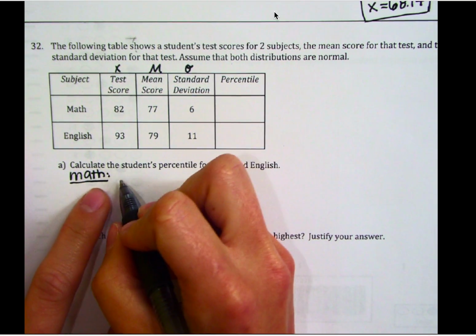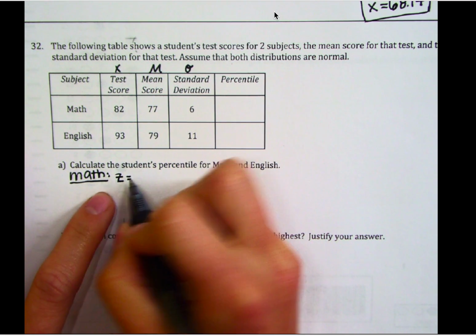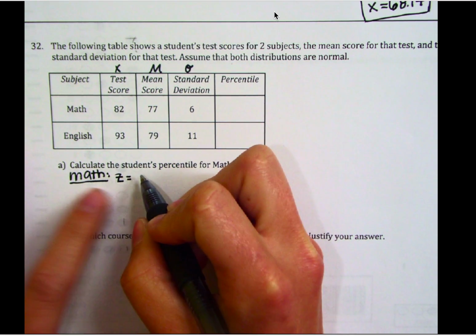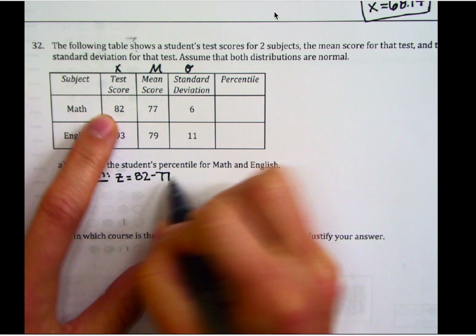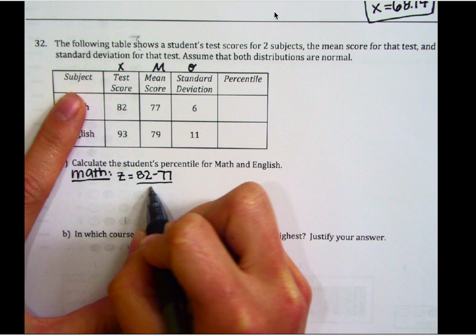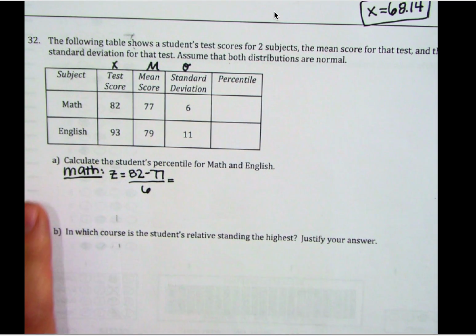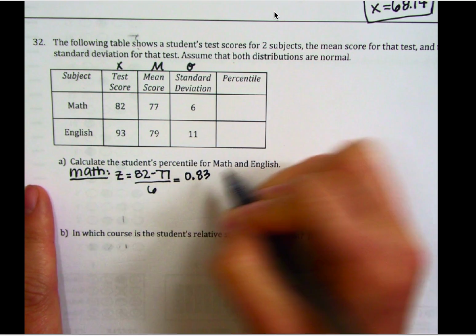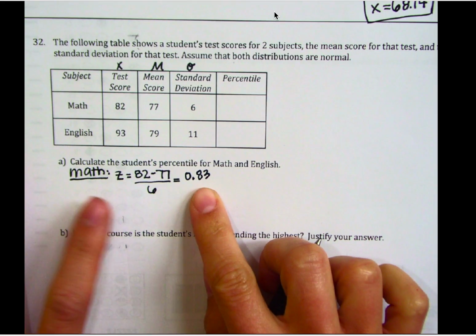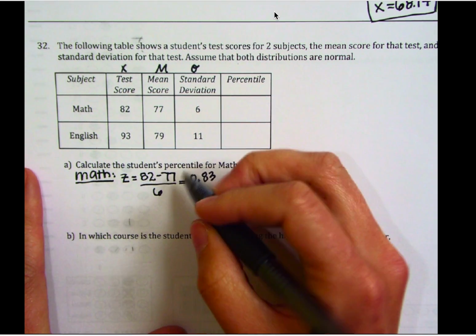So I'm going to use, again, my z-score formula. So I have my z-score is equal to the value. For math, our value is 82 minus our mean of 77 divided by standard deviation, which is 6. And I get a z-score of 0.83. So that is not my answer. That's my z-score. And if I look this up in the table, I can find the percentile.